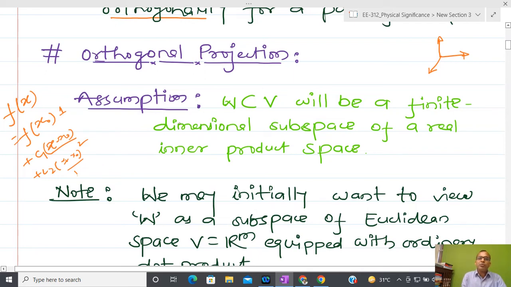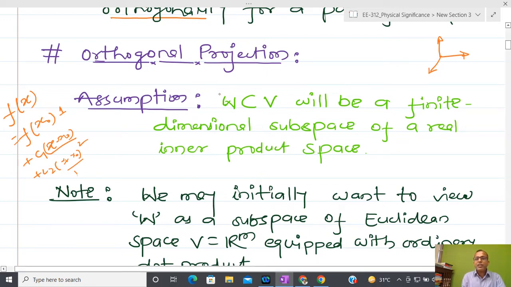Whenever I talk about orthogonal projection, for simplicity I am going to assume that I have some kind of finite dimensional subspace. But you can extend this to infinite dimensional subspaces by taking a proper inner product space, because we already know that whenever you have a function space, how to define the inner product. But for simplicity of discussion, I am just going to talk about the finite dimensional space.